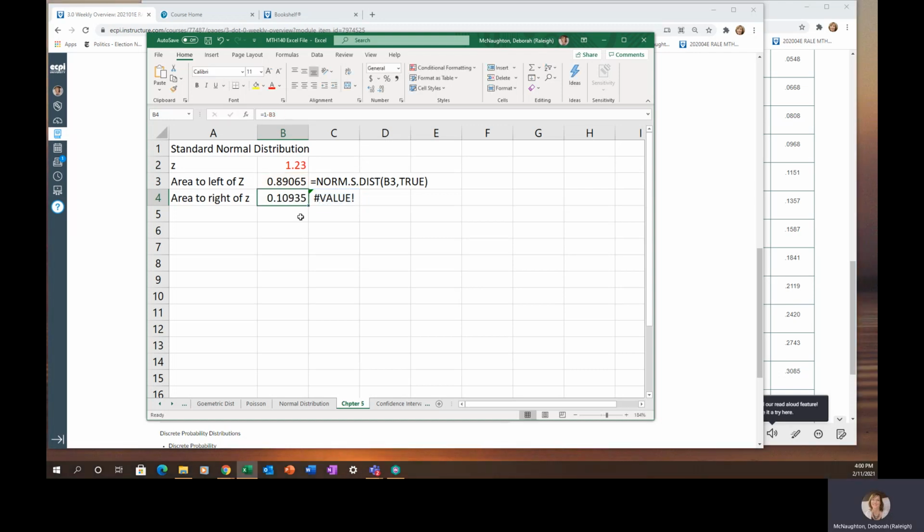Shoot. I'm trying to just copy this. Let me try one more time. I just wanted to copy my formula so you guys can see it.